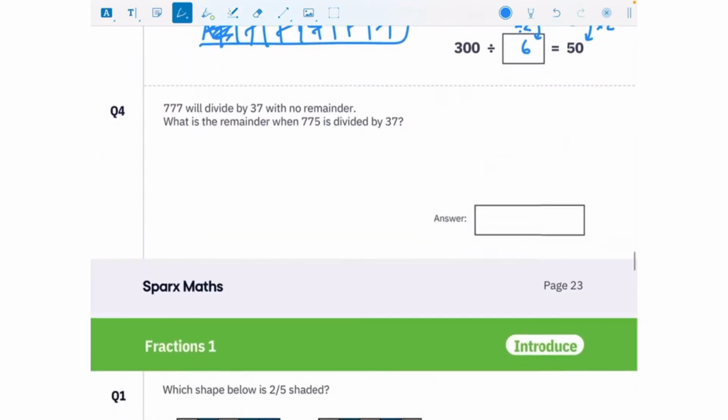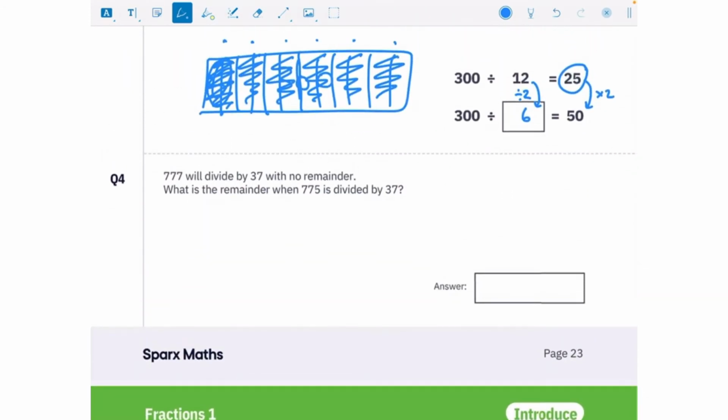Question number 4. 777 will divide by 37 with no remainder. What is the remainder when 775 is divided by 37? So if we know that when we do 777 divided by 37, it goes in exactly and there's no remainder, we've now got 775. Now that is just 2 less. So it's going to go in less times, isn't it? It's not going to go in an exact number of times. It's going to go in 1 less time. And what's going to be left over is the difference. So it's actually going to be 35 that's left over.